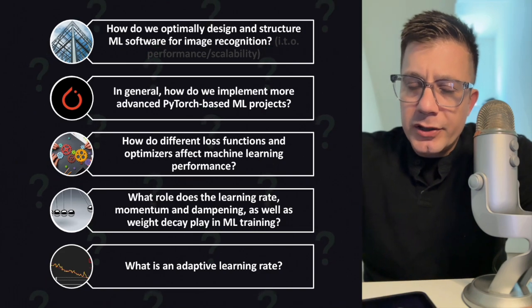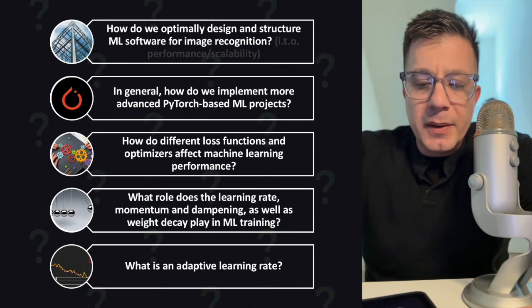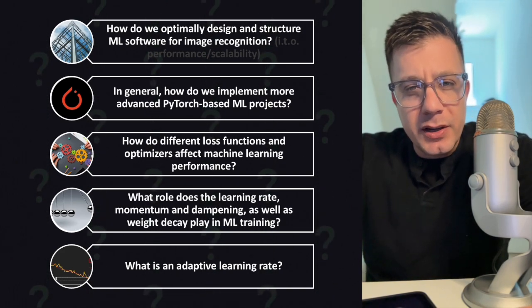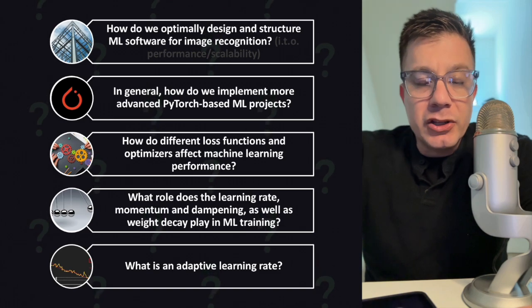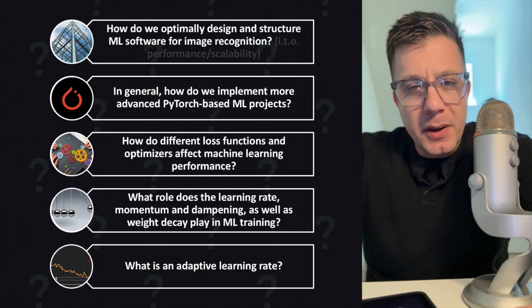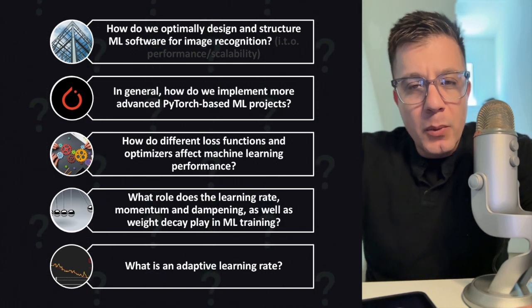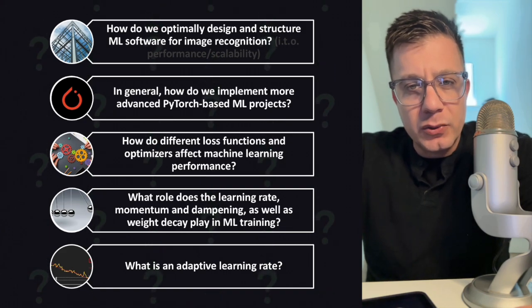There are some secondary questions that I'd also like to introduce. The first being, how do we optimally design and structure machine learning software for image recognition in terms of maximizing performance as well as scalability? The second question being, in general, how do we implement more advanced PyTorch-based machine learning projects, more advanced as compared to the perceptron from module number 6?